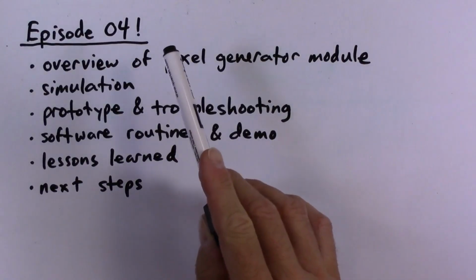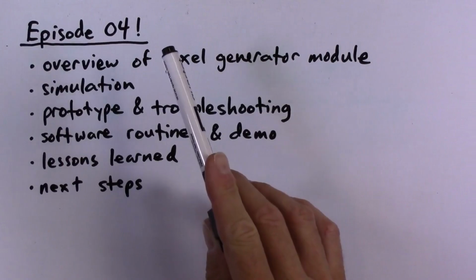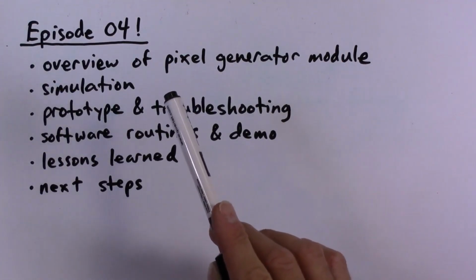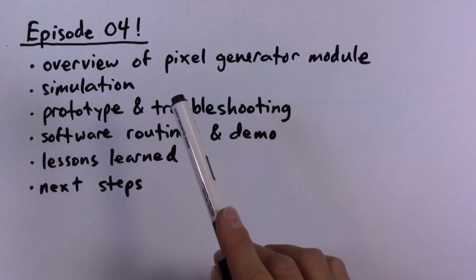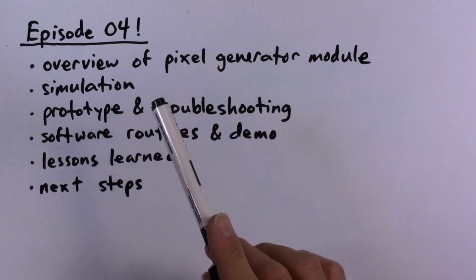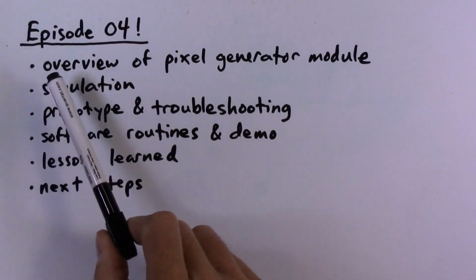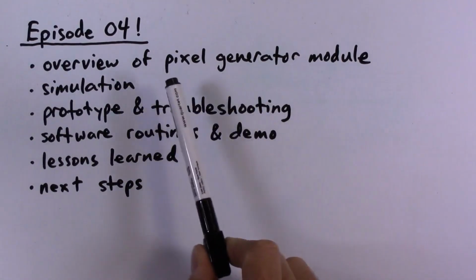All right, welcome to episode 4 of the Hardware VGA series. In this series, I'm creating an 80 by 30 VGA text display using 74ACT logic, dual port static RAM, and GAL devices. In this episode, I will present a brief overview of the pixel generator module.